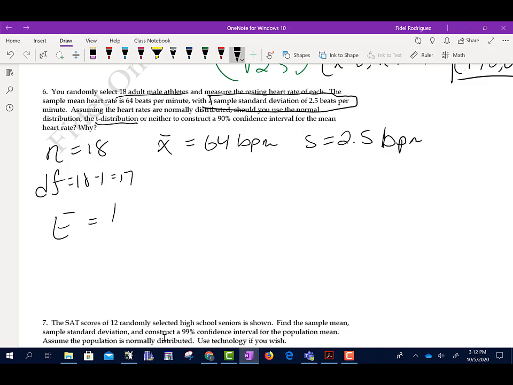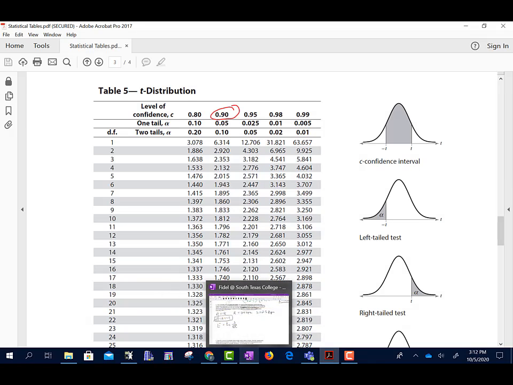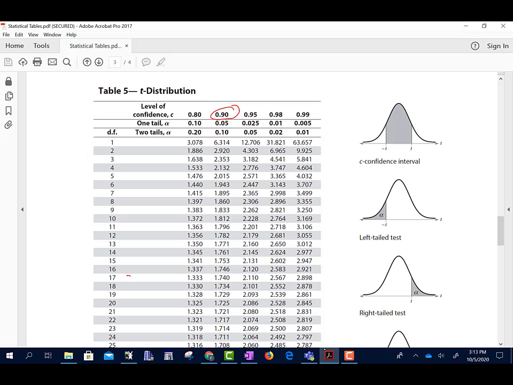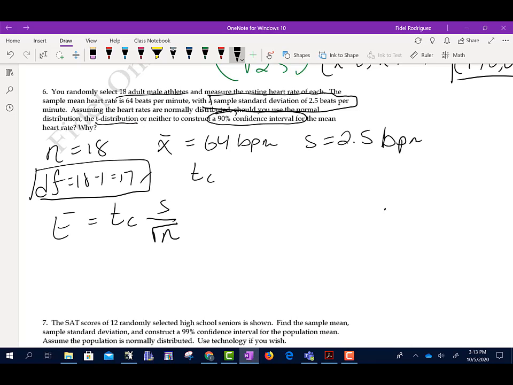The way I'm going to find my error is we're going to take TC times my sample standard deviation divided by the square root of n, okay? So the first thing we're going to do here, we're looking for a 90% confidence interval with the degrees freedom of 17. So let me come back to my table. 90% confidence interval with degrees freedom of 17, right? I'm coming up with 1.714. Okay, so my TC value is 1.714.